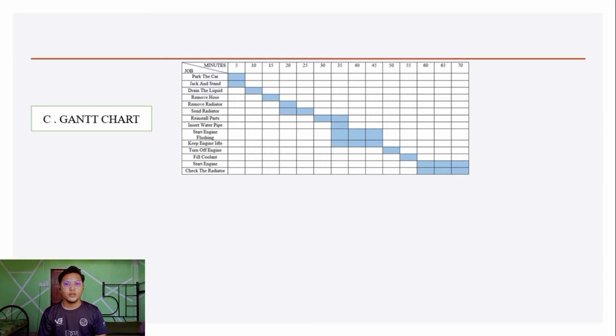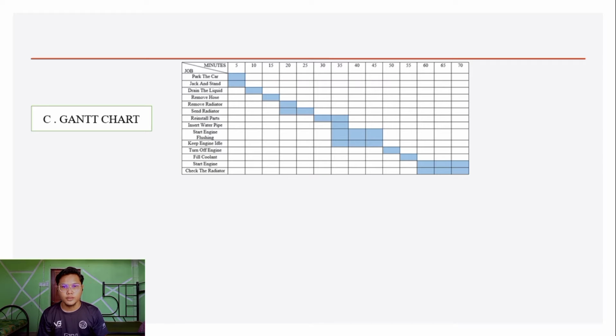In minute 5, we park, jack and stand the car. In minute 10, we drain the liquid. In minute 15, we remove the hose. And in minute 20, we remove the radiator, and after that, we send the radiator to the radiator store. In minute 30, we reinstall the part and insert the water pipe in minute 35.